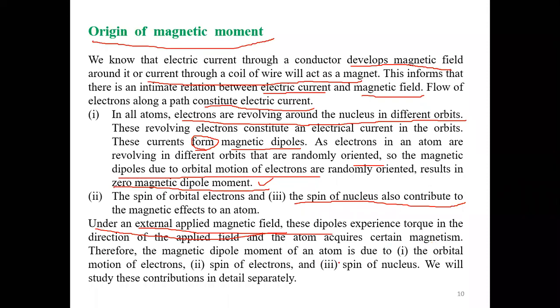Therefore, the magnetic dipole moment of an atom is, as I have said earlier, due to the orbital motion of the electron, number one, and the spin of the electron, and then the spin of the nucleus as well, because the nucleus contains positive charge, the proton. However, the neutron has no charge, so it doesn't have any effect.